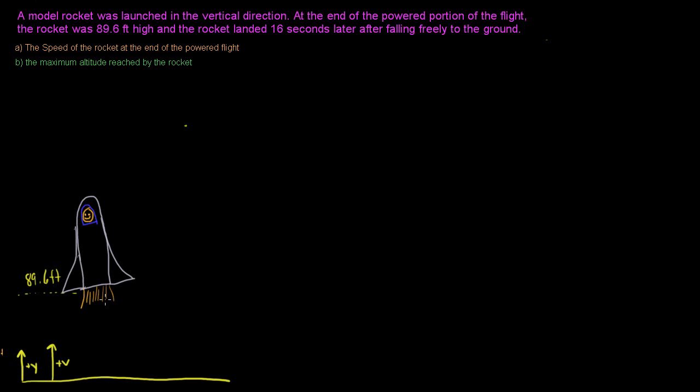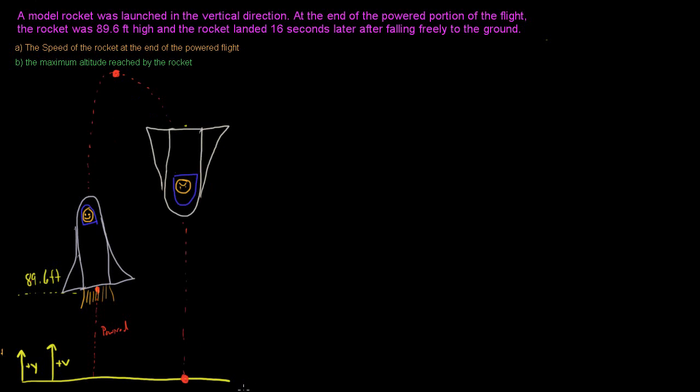So this portion of the flight from here to here, which is 89.6 feet, was powered. After the power was turned off, the rocket continued to go up until it reached a maximum height, and then it fell down. And when it fell down, it continued to fall until it hit the ground. And this is at 0 feet. The time it took from the end of the powered flight to go up and hit the ground was 16 seconds.